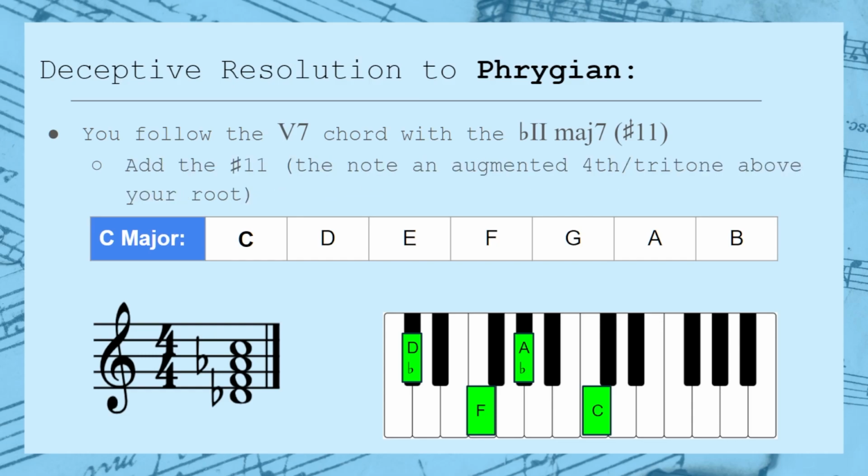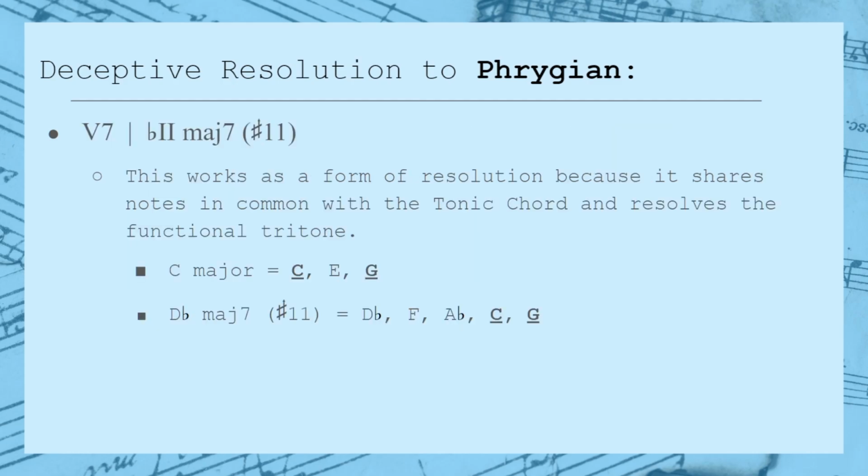Now, an 11th is just a note a perfect 4th above the root of your chord. So a sharp 11 is the same note, but a half step higher, making it a tritone. A tritone from D flat is G natural. So add it to the mix and we get our flat 2 major 7 sharp 11. This chord works as a resolution because it still resolves the functional tritone like a regular deceptive cadence, and because the 7th and sharp 11 are the same notes as the 1st and 5th that we find in the tonic chord from our key.